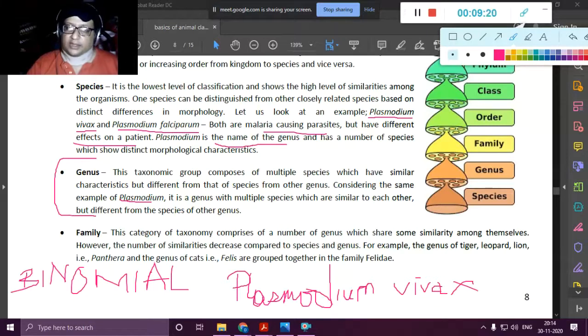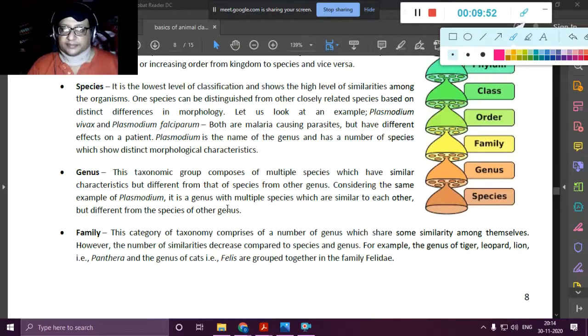Plasmodium vivax. Always remember this: the species name starts with a small letter, and when you are writing by hand, you underline it. Underline Plasmodium and underline vivax. If you don't, your marks will be deducted. You are supposed to underline Plasmodium vivax. If you are typing, it should be written in italics. So don't forget these things.